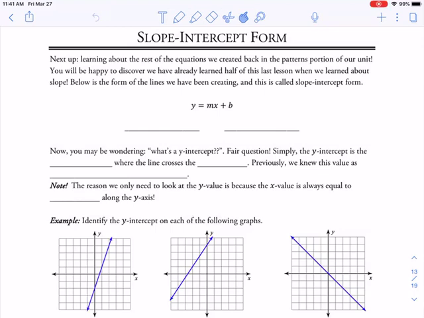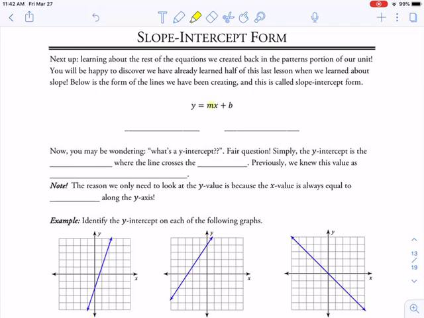We are on the Slope-Intercept Form page of our notes, and that's page 13 if you want to join me there. Okay, so we are going to figure out the rest of what the equations mean, the ones that we've been creating in the patterns portion of our lessons. We actually already did part of this last lesson, in the last video that I recorded for you.